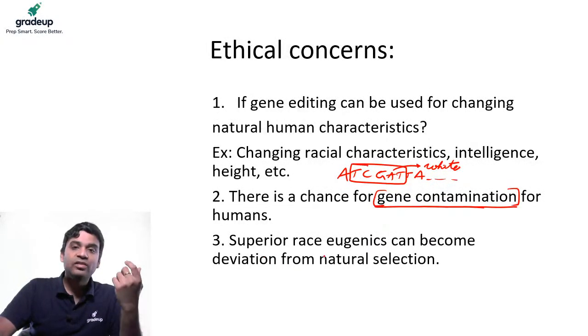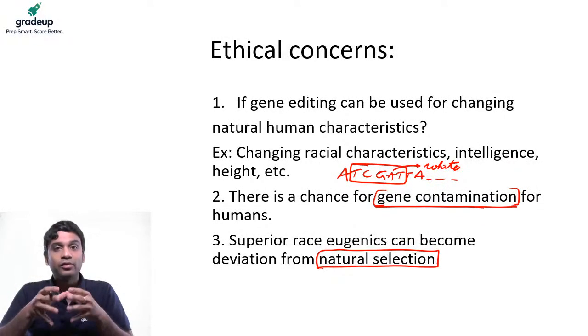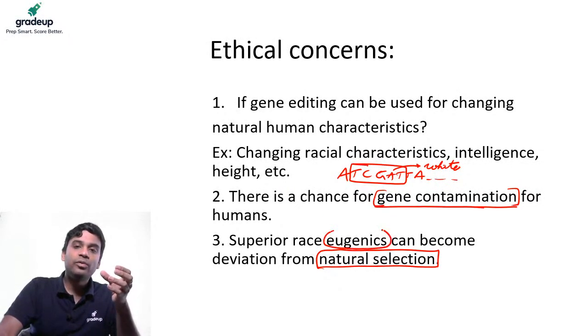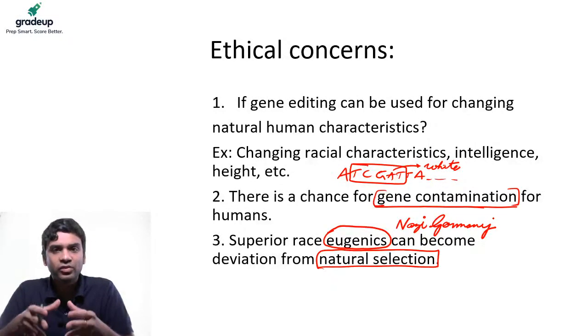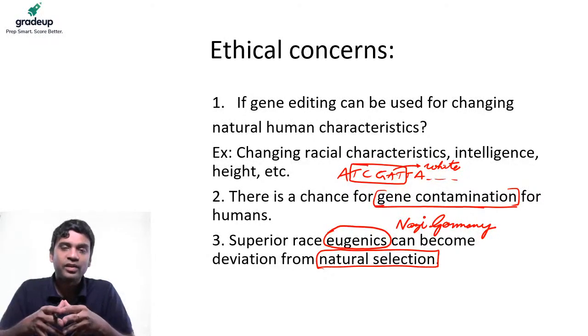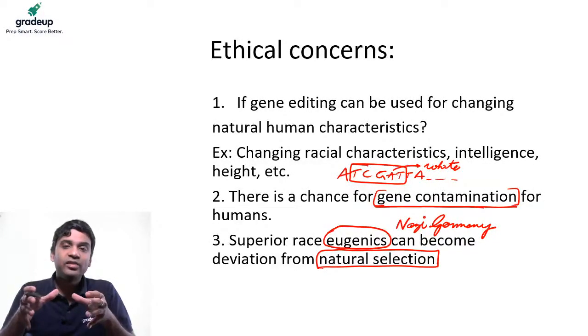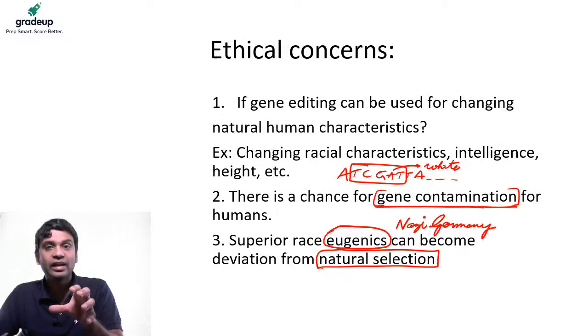So you see, there can be a superior race, eugenics, and it deviates from natural selection. Natural selection, where only the survival of the fittest happens, has changed here. Eugenics, for example, is the concept of creating a better race, or creating better genes. This is what Nazi Germany did under Adolf Hitler. The Nazi party of Germany alienated the Jews, the final solution, and they claimed that the Aryans were a superior race, by eugenics. Now, by this genetic engineering with CRISPR-Cas9, this can be possible.